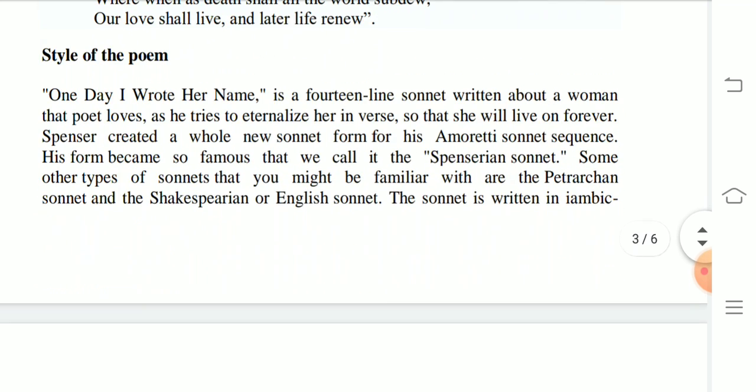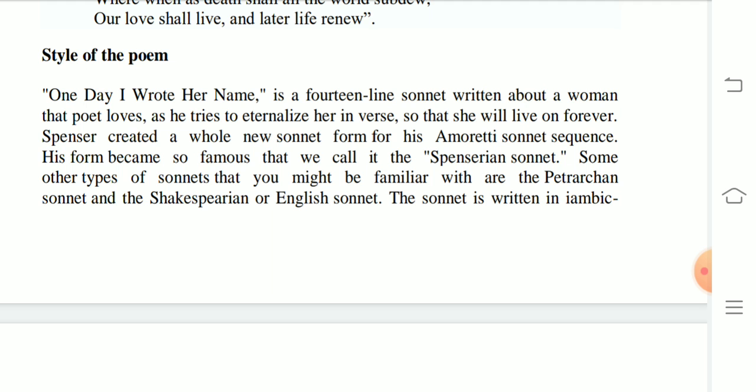Style of the poem. One Day I Wrote Her Name is a 14-line sonnet. Now I'm going to discuss the style of the poem, or a few qualities of the poem. One Day I Wrote Her Name is a 14-line sonnet written about a woman that the poet loves, as he tries to eternalize her in verse so that she will live on forever.